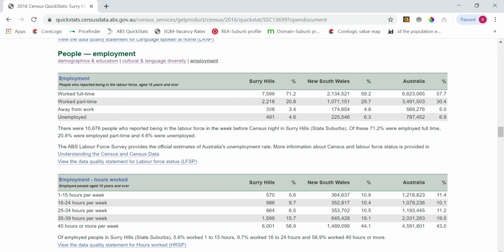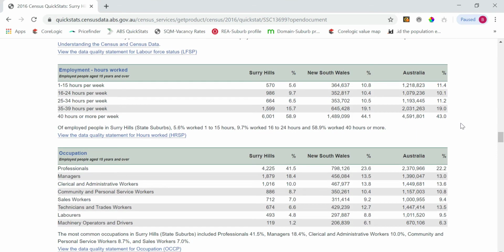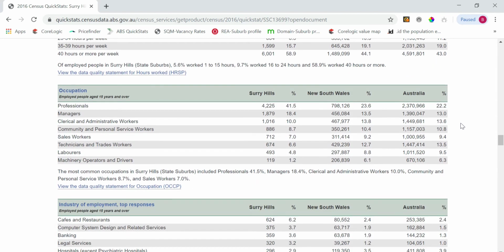So using the ABS methodology here, it's telling me that the unemployment rate at that time in this suburb was 4.6 versus New South Wales average 6.3 and Australia's 6.9, right? So it's only a snapshot and things have moved on from then, obviously, but it does give you an idea. If you go a little bit further down, you'll see a bit more of a breakup about the employment hours and stuff like that. Doesn't interest me that much. This is a little bit more interesting though.